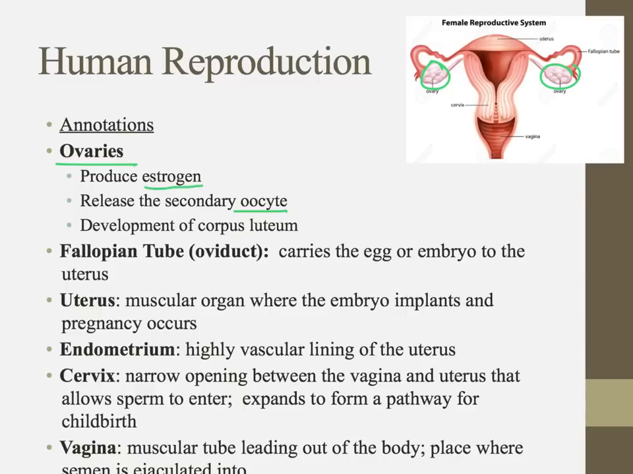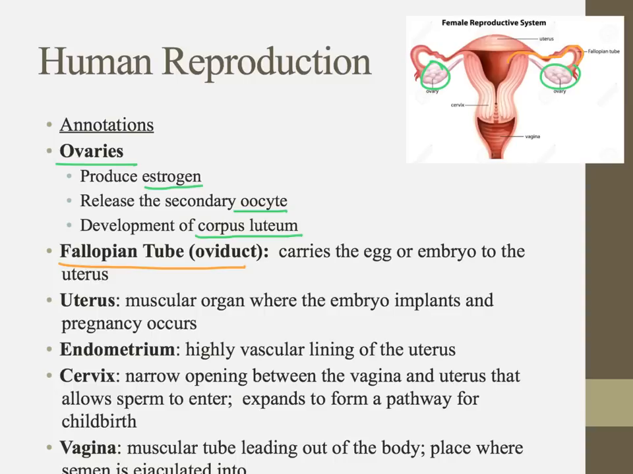Ovaries are also the site of estrogen production. And this is also where we're going to see the development of something called a corpus luteum. So you should probably just note that for now, and we'll talk more about what that is later. It's not as scary as it sounds. Then we have the fallopian tube, also known as the oviduct, and that's going to carry things from the ovary to the uterus.